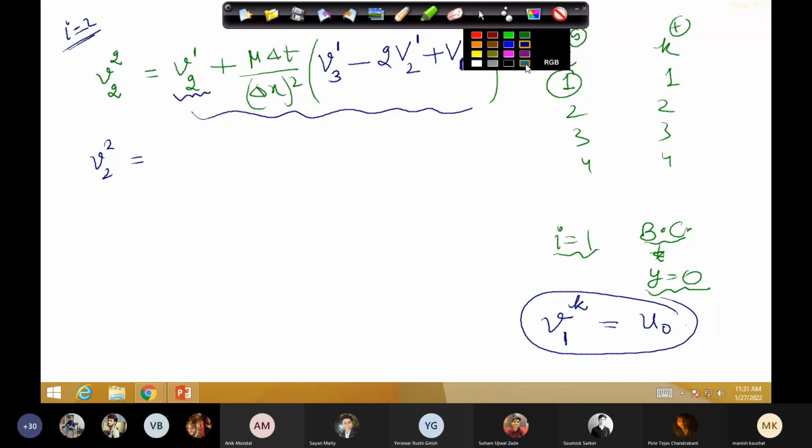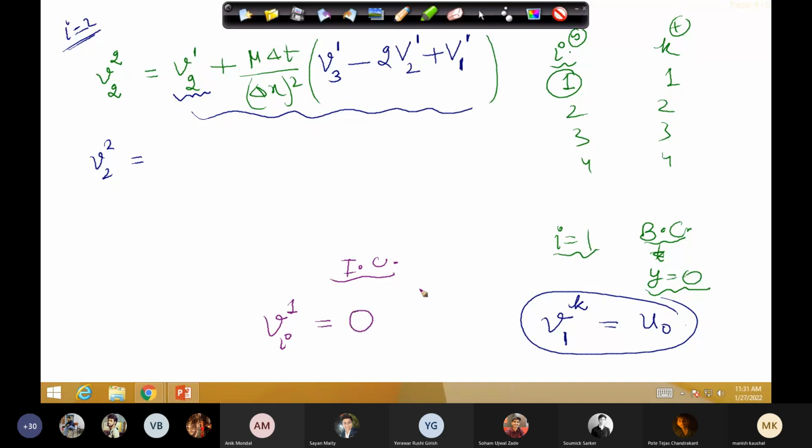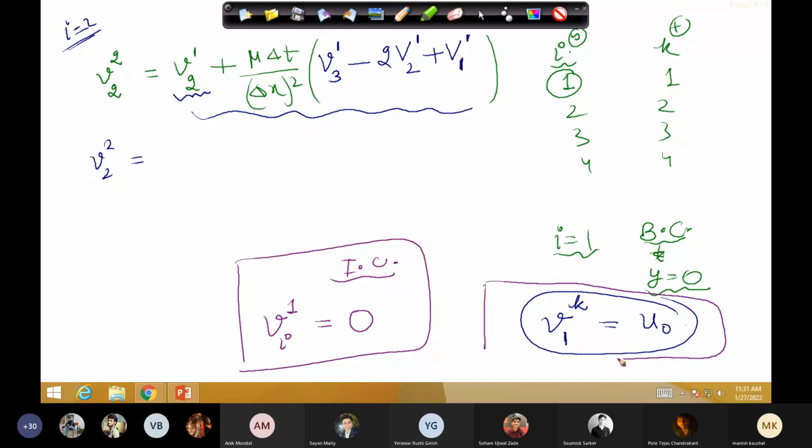Let's write the initial condition also. Initial condition is what? Initial condition means for the whole domain, so for any I at the first time step it is 0. Okay, so this we are going to use when we start this calculation. So if I am wrong, just correct me.